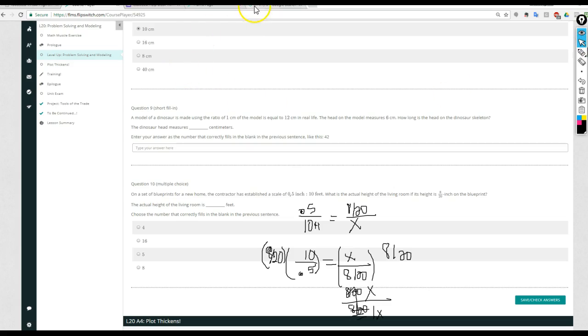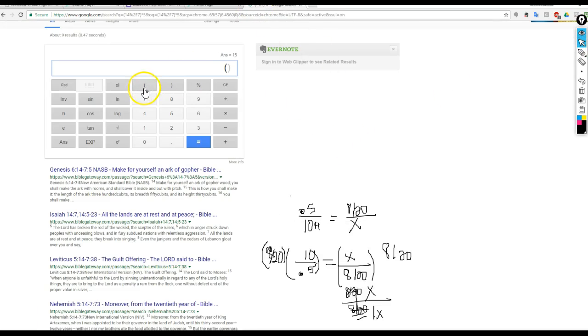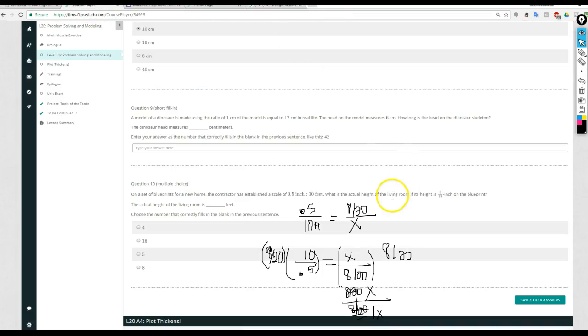I can type that into my calculator. So parentheses 8 divided by 20, close parentheses, times parentheses 10 divided by 0.5. That's going to equal 8. So the actual height of the living room is 8 feet.